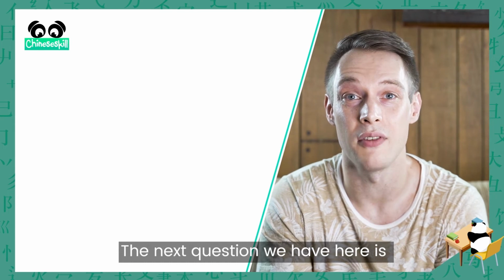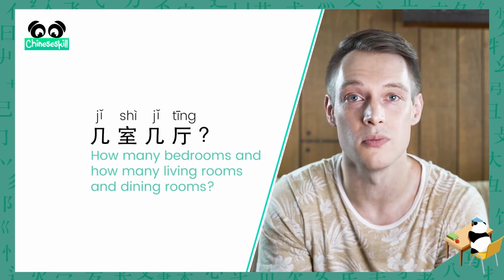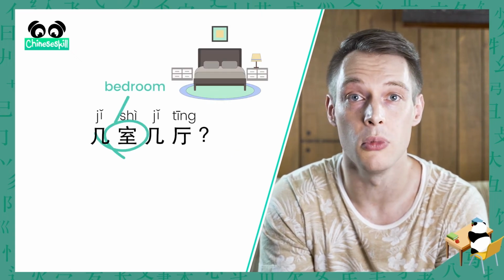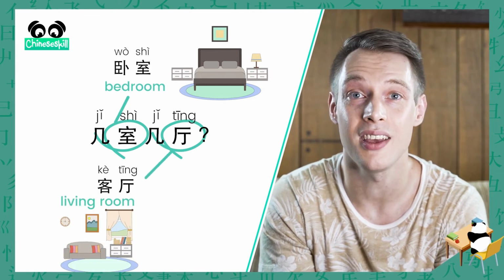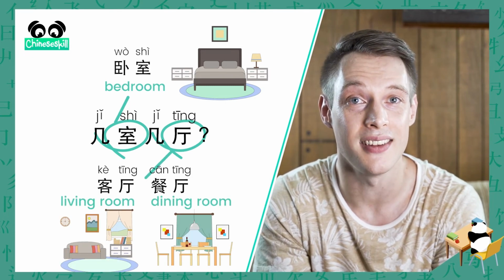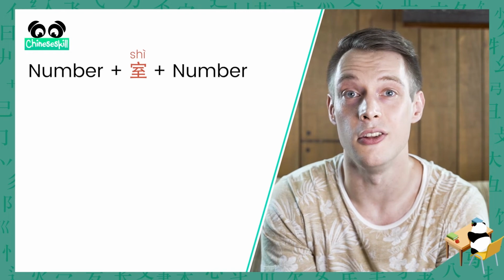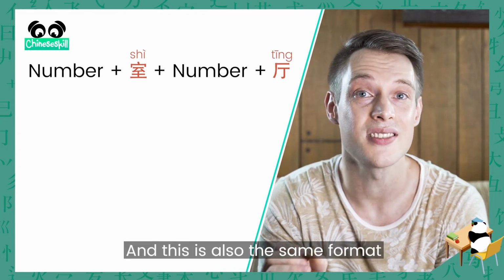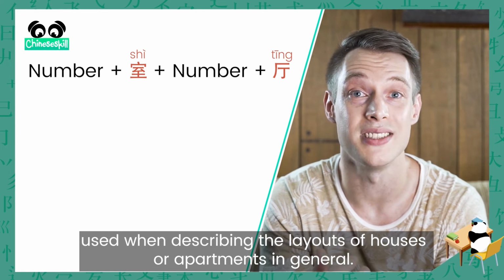The next question we have here is 几室几厅, which means how many bedrooms and how many living rooms and dining rooms. 室 refers to a bedroom, 卧室, and 厅 refers to a living room, 客厅, and a dining room, 餐厅. To respond to this question, we use the following format: a number plus 室, followed by a number plus 厅. And this is also the same format used when describing the layouts of houses or apartments in general.